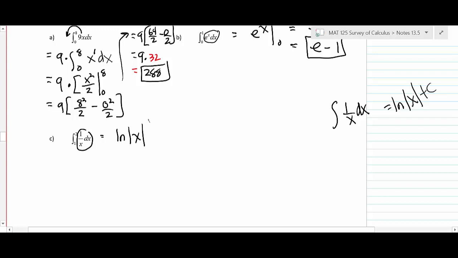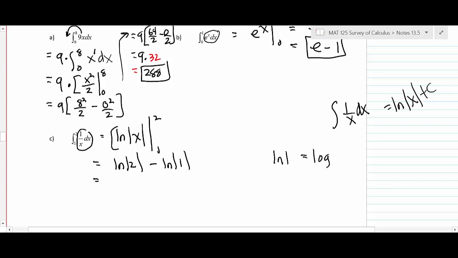So what we do is we evaluate that from 1 to 2. That means you're just going to do ln of 2 minus ln of 1. So you've got your antiderivative, now evaluate it by the fundamental theorem. ln of 2 is a decimal. If you don't know that, you could do it on your calculator and you'll see a bunch of decimals popping up.